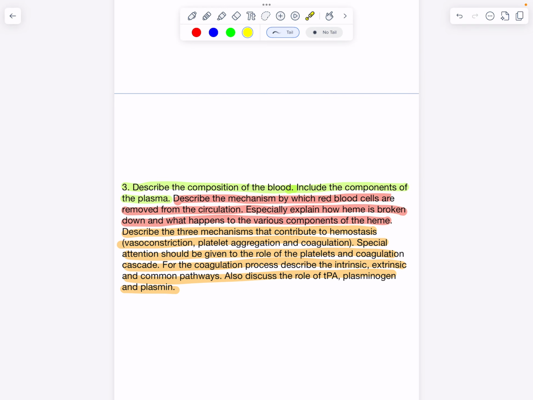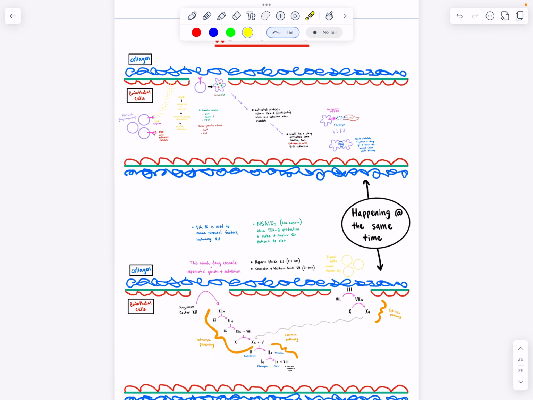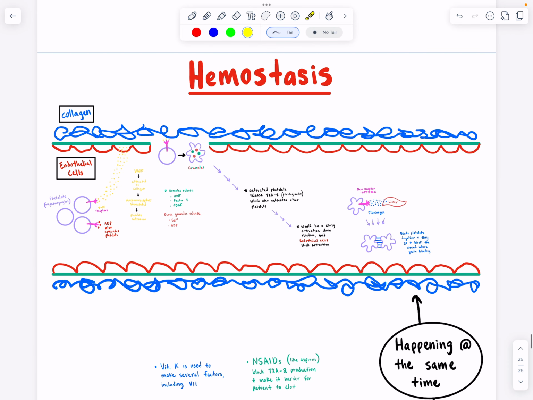Now, going on to hemostasis. So there's 3 steps of hemostasis. So there's vasoconstriction, platelet aggregation, and coagulation. So we're going to go through this. So basically what happens, real quick, is that, okay. So first we have vasoconstriction.